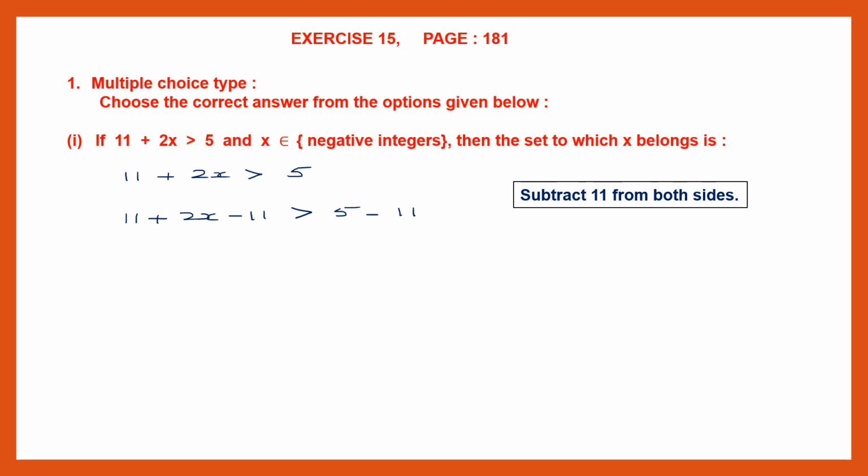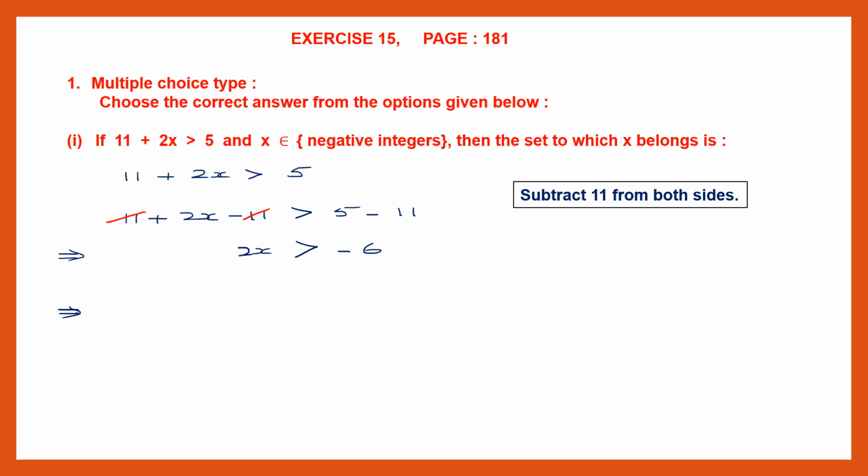Now let's simplify this. So what does this imply? Now 11 minus 11, this will get cancelled. So what do we have now? We have only 2x left, and 2x is greater than 5 minus 11. And how much is 5 minus 11? Minus 6. Now again we have to remove 2 so that we get x alone. Now 2 is multiplication. What is the opposite of multiplication? Division. So for that we have to divide.